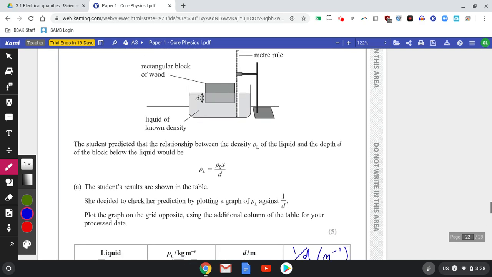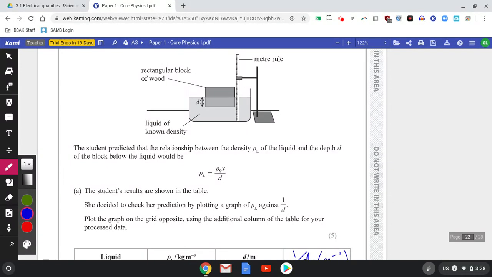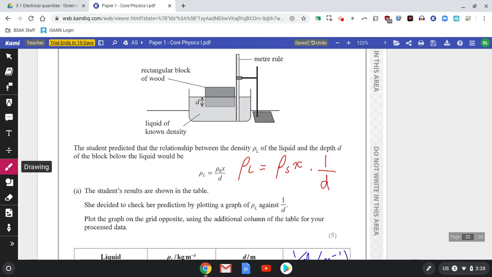So just rearranging this, I'll just do this quickly just to show. It's signposting the route through this question quite obviously. We're plotting rho L against 1 over D. So let's rearrange this. We've got rho L equals rho S times x times 1 over D.